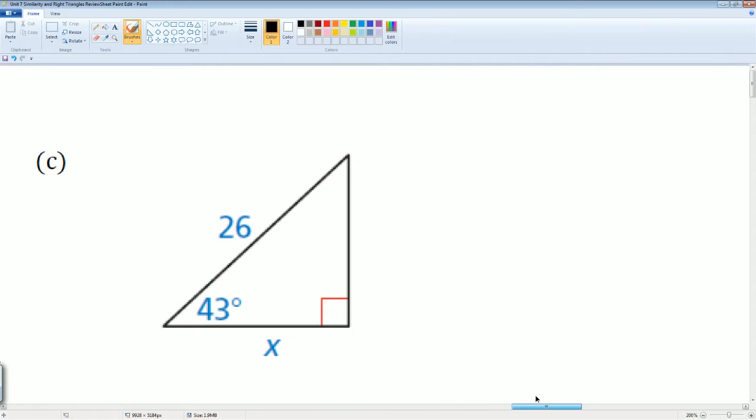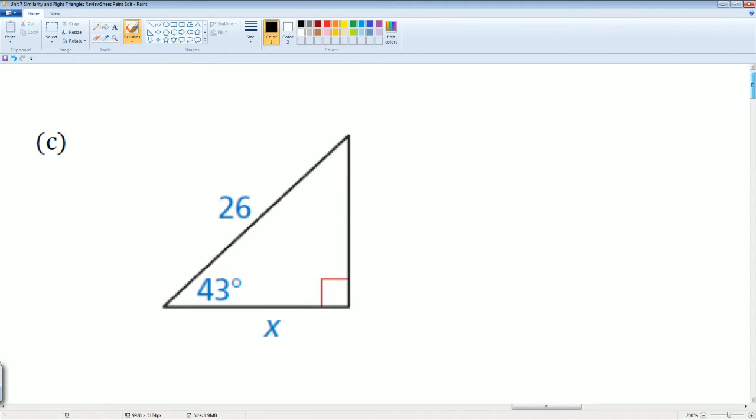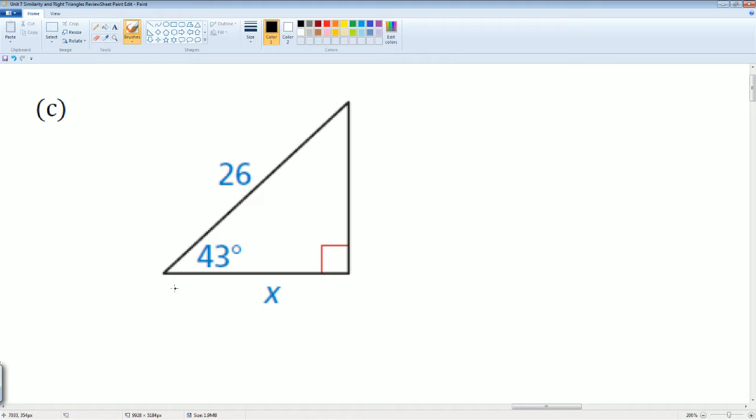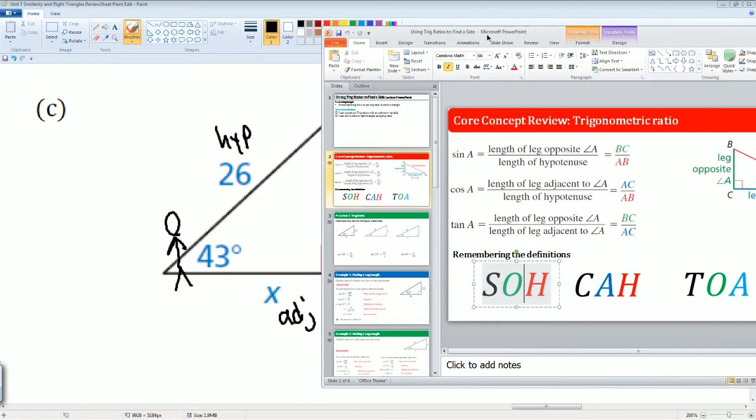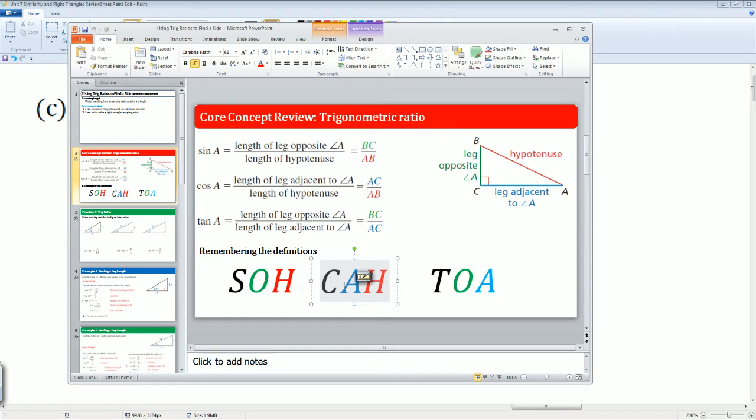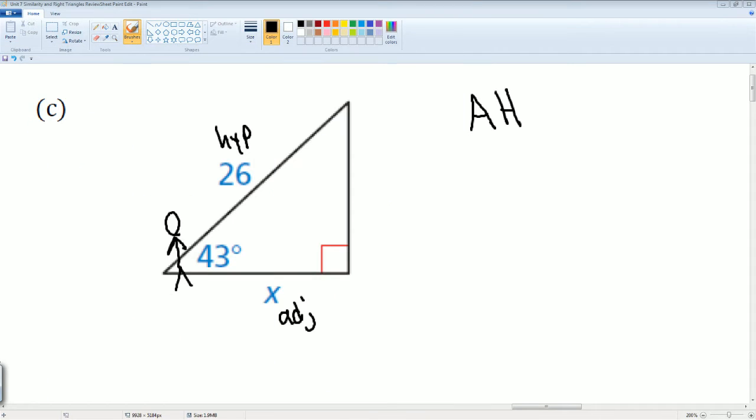C. Start by drawing the guy. It's right here. X is your closest one, so it's your adjacent. 26 is the longest one, so that is the hypotenuse. You write A and H. What letter are you missing? Let's take a look at our notes. A and H, that's cosine. So I write C here. This is going to help me set up the trig ratio.